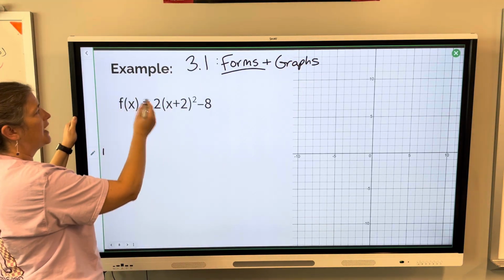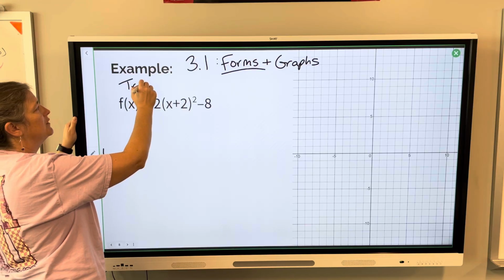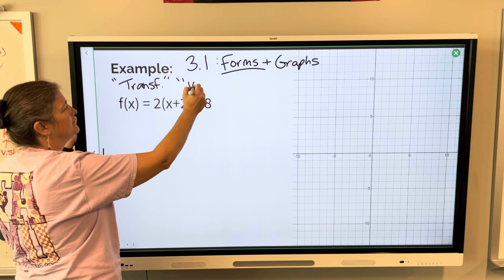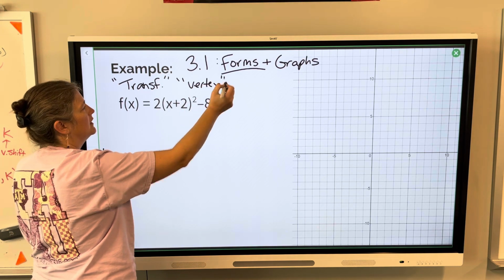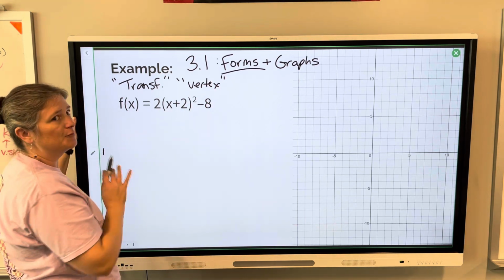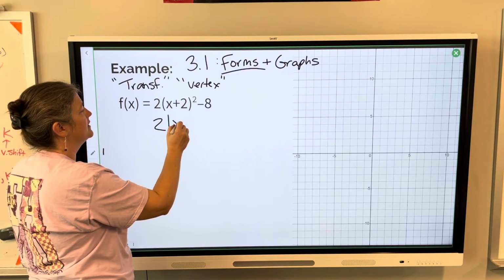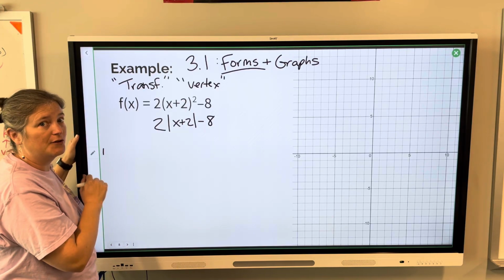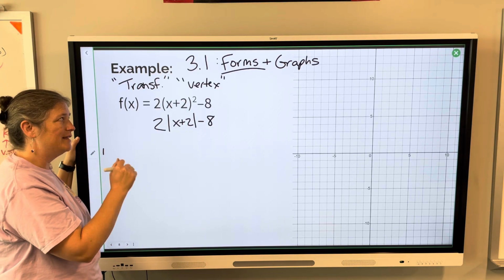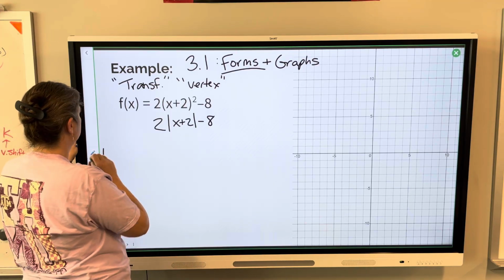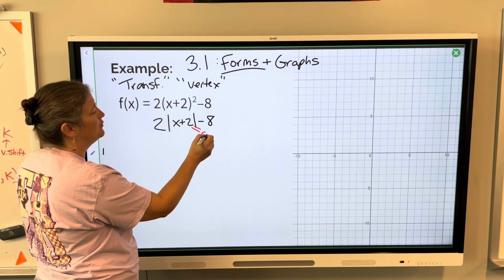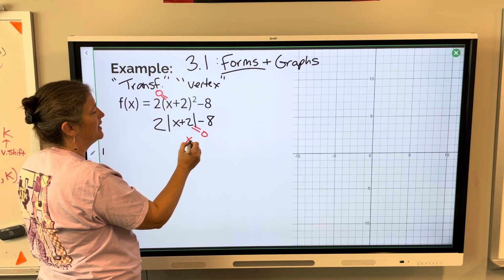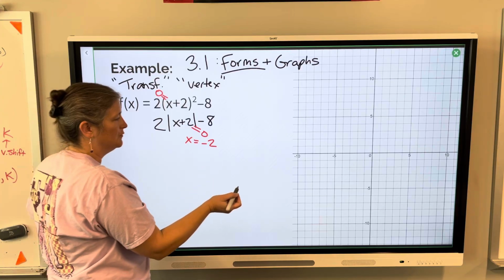So this is what I have been calling transformation form, but also it is frequently called vertex form. Now it is the same transformation form that we would have seen like this for our absolute value function. So we can find the vertex from it the same way that we always have. We can set the thing inside equal to 0. X plus 2 equals 0 when x equals -2.